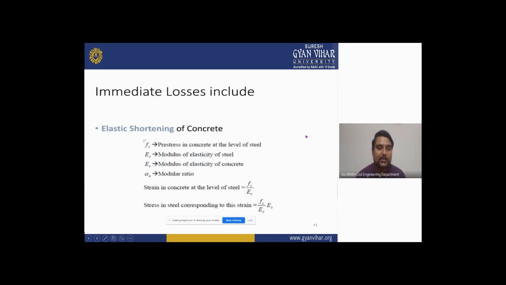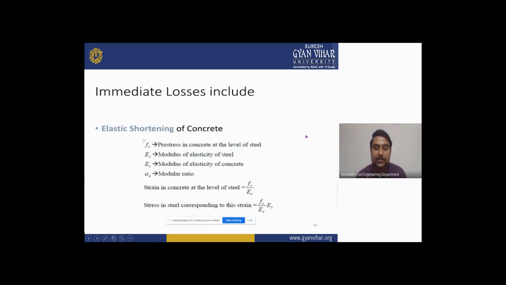The first one is elastic shortening of concrete. Fc is given here, which is the prestress in concrete at the level of steel. Es is the modulus of elasticity of steel, Ec is the modulus of elasticity of concrete, and alpha e means the modular ratio.